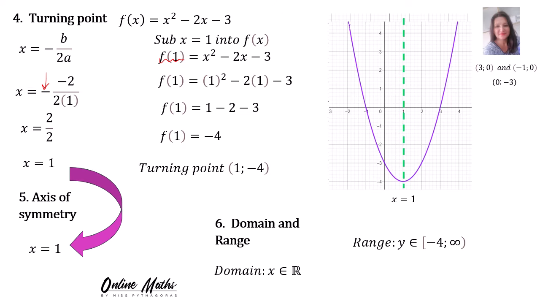And then for the range, we read the range on the y-axis. It is in fact the y coordinate of the turning point, and you always start reading from the bottom, so nothing is happening up until where y is equal to negative 4, going upwards. So the range you will write as y is an element of the interval from minus 4 up to infinity. And remember, this is not a coordinate. This is just writing down what the range of your parabola is.